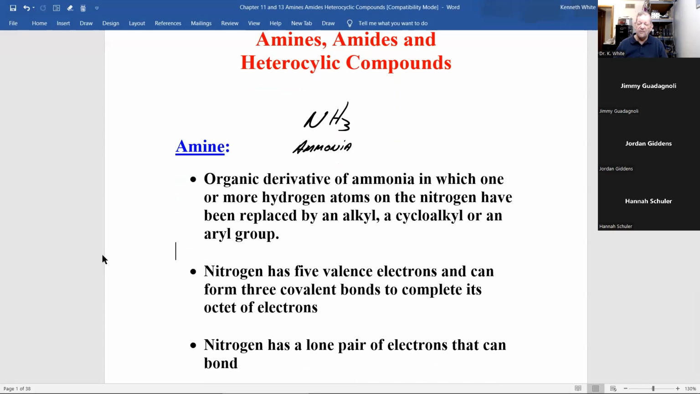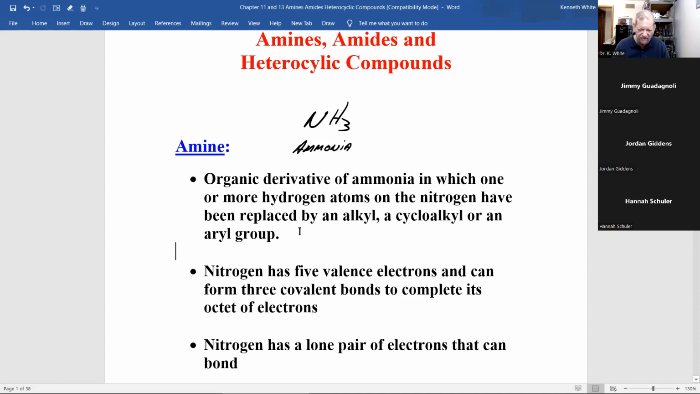NH3 is ammonia. And what is an amine? That's where you replace one or more of the hydrogens on nitrogen of ammonia with alkyl groups, cycloalkyl, meaning rings, or aryl, meaning benzene rings. And these are what we call amines.